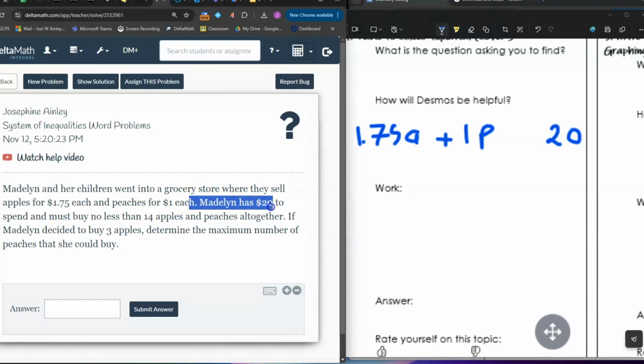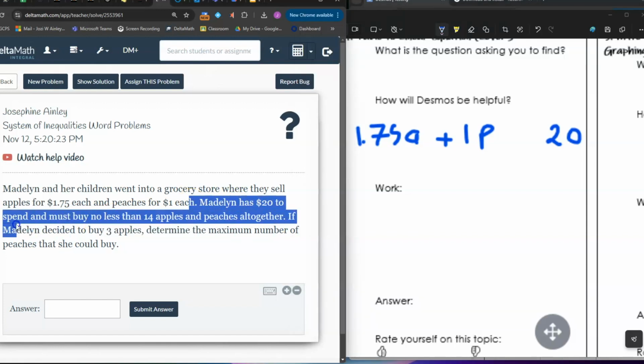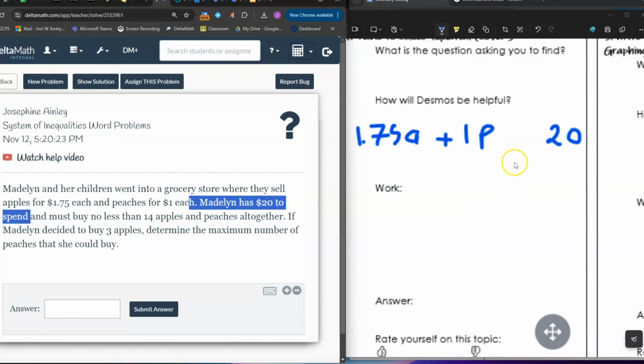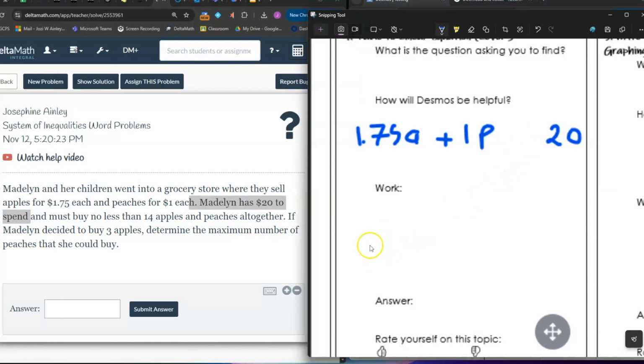Madeline has $20 to spend and must buy no less than, okay, so that's extra. But she has $20 to spend. So can she spend 21? No. Can she spend 20? Yes. So she can't spend 21. Can she spend 19? Yes. So it's going this way. And look at my arrow like that. So I'm going to put my arrow like this, and I'm going to include the 20 because she can spend 20.